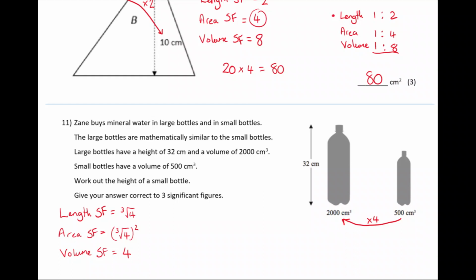Okay, work out the height of a small bottle. So that's a length, height is a length. So we need to do 32, and we are dividing by the length scale factor here, because we're going from the larger bottle to the smaller one. 32 divided by the cube root of 4. Let's use a calculator for that. So we get 20.2. So 3 significant figures. 20.2 centimetres.